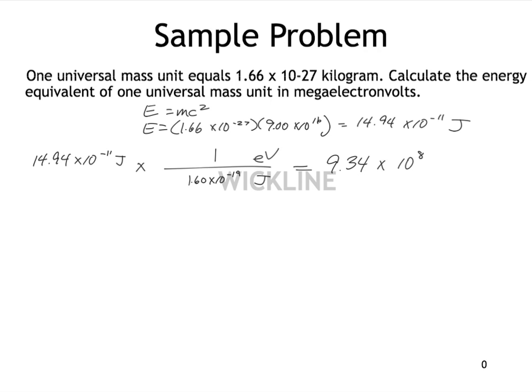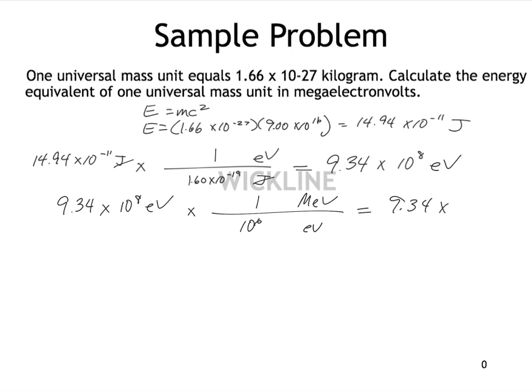And I got 9.34 by 10 to the 8. The joules cancel, so this is going to be in electron volts. So let's do one final step where we convert to mega electron volts. So 9.34 by 10 to the 8 electron volts. And we want electron volts on the bottom and mega electron volts on the top. And each mega electron volt has 10 to the 6 electron volts in it. So our new answer is going to be 9.34 by 10 to the 2 mega electron volts after the electron volts cancel. So that's my answer.